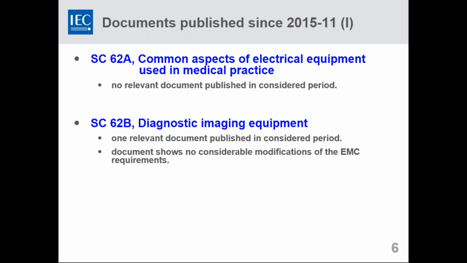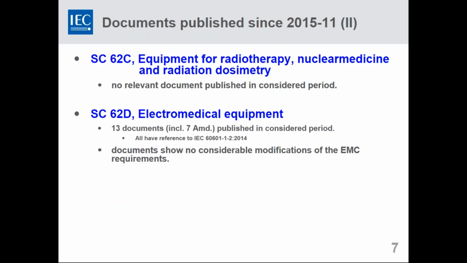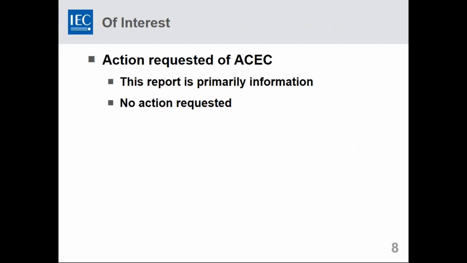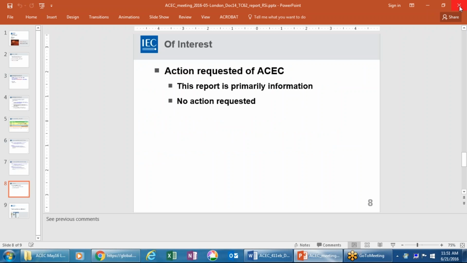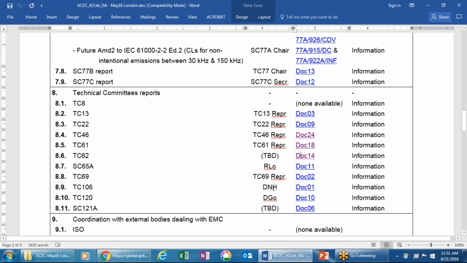And these are just what the subcommittees handle. 62A is what we're talking about, common aspects. Then they have diagnostic imaging, and B, radiotherapy, and C, and general electromedical in D. So that's all I have time to talk about in 62.